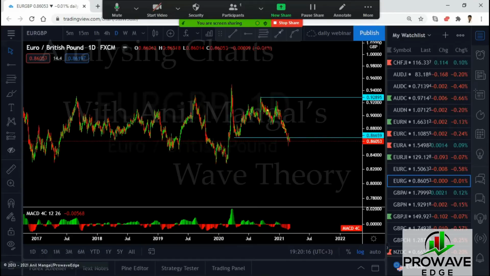I still don't see this as the impulse. This is a sharp impulse, but I still don't see this as the impulse, which makes a big question. Are we going to make a running flat here, come back here, and then go? Or am I wrong and this is the impulse and we are going up?